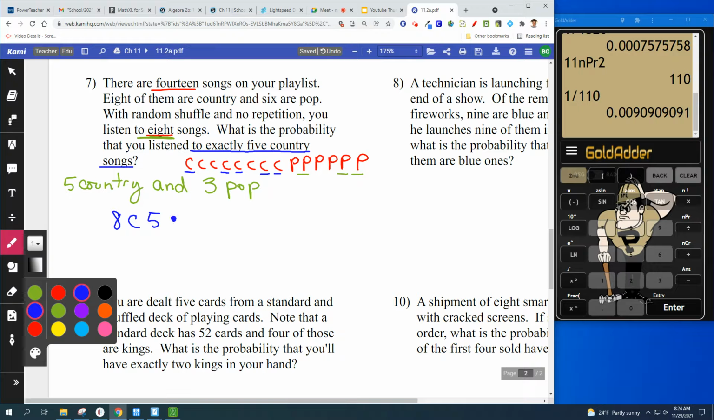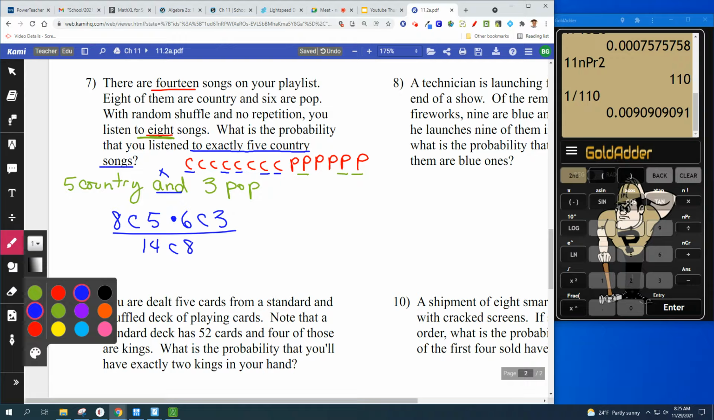And a lot of times in math class, and means times. All right. And is going to mean times here. We want 3 pop songs out of the 6 pop songs, so order doesn't matter. It's going to be 6 choose 3 right there. So that's the numerator of my fraction. I want 5 country songs out of the 8, and I want 3 pop songs out of the 6. Now, the denominator is usually the easier part because all you have to do is look at the total. How many total songs do I want? 8 out of how many total songs are there? 14. That's going to be 14 choose 8 on the bottom.